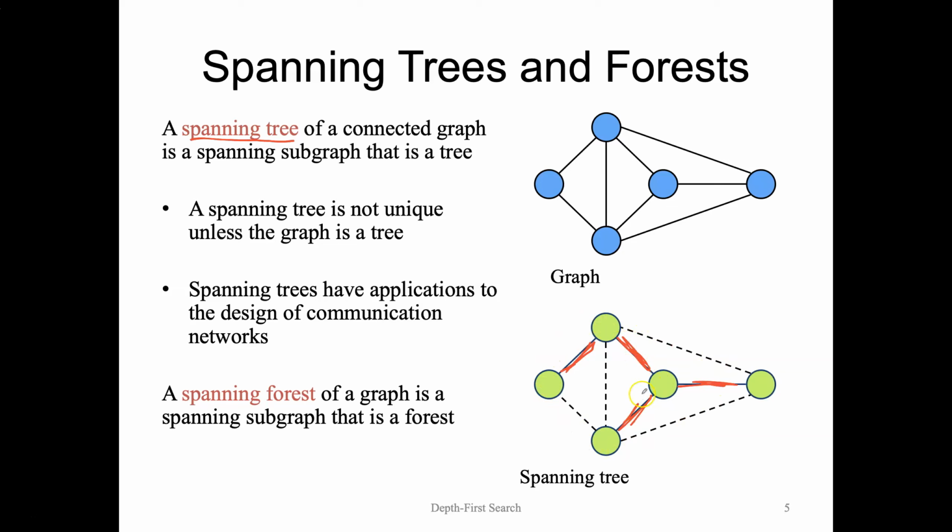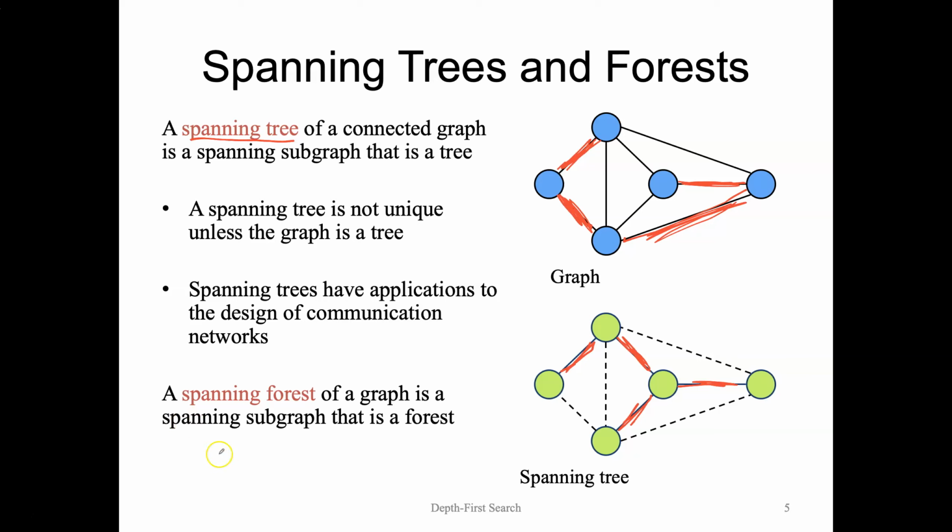These aren't unique unless our original graph was a tree. So for example, I could take from this graph a different spanning tree where I include, let's say, this edge and its endpoints, this edge and its endpoints, this edge and its endpoints, and this one. So this is also an example of a spanning tree, as is this one. And then a spanning forest would just be a spanning subgraph that is a forest. So we have a spanning subgraph which has no cycles. Might not be connected, but it has no cycles and it includes every vertex of our original graph.